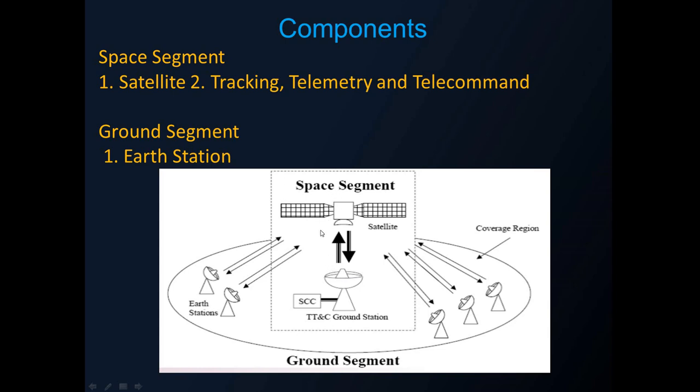Space segment consists of satellite, tracking, telemetry and telecommand. Ground station consists of earth stations, that is antennas. The uplink and downlink of users' information can be done to the space station through these antennas.